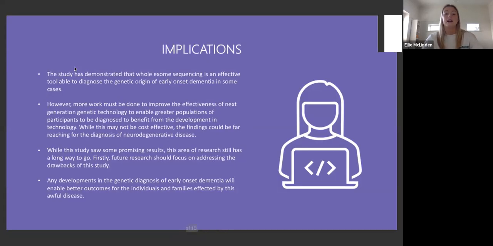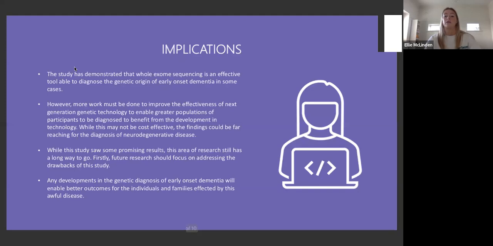Implications. This study has demonstrated that whole exome sequencing is an effective tool able to diagnose the genetic origin of early onset dementia in some cases. However, more work must be done to improve the effectiveness of next generation genetic technology to enable greater populations of participants to be diagnosed to benefit from the development in technology.